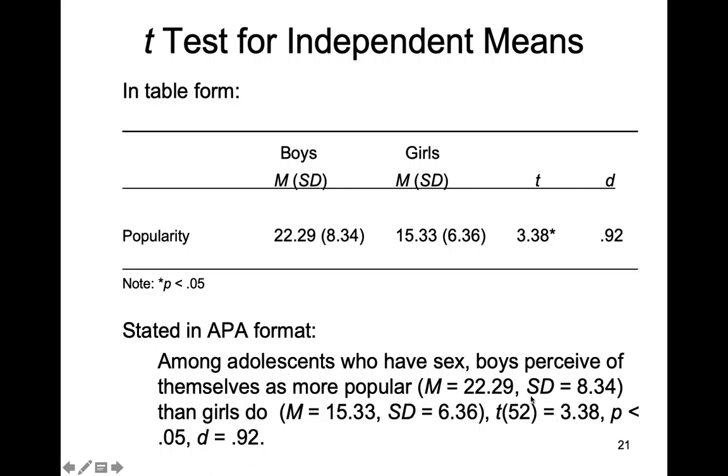When you read research, this is information that you're likely to encounter. You've got all the conceptual background for what is going on here and why it makes sense. As a consumer of research, you could read a statement like this and say, okay, I know they did a t-test for independent means, and I know what they're saying here. They're saying p less than 0.05, that there is a statistically significant difference between those two means. And I should know that that means that at the population level, boys perceive themselves as more popular than girls do, when they're both having sex.